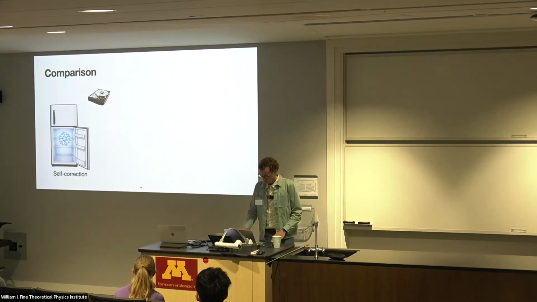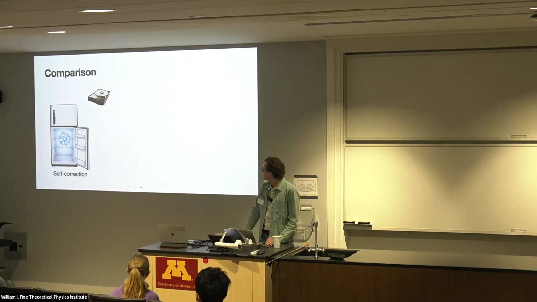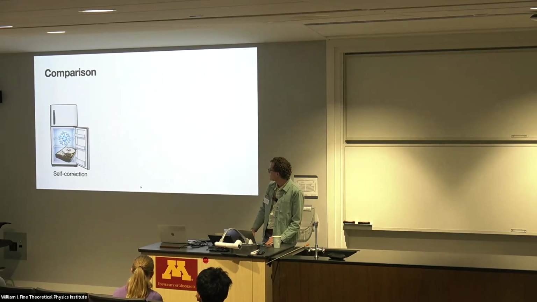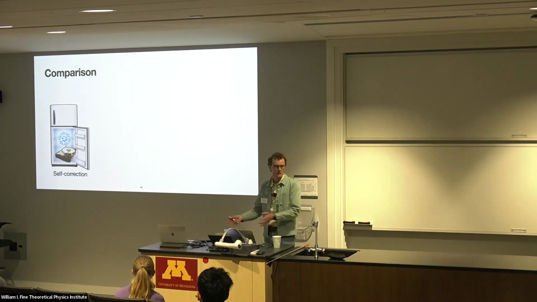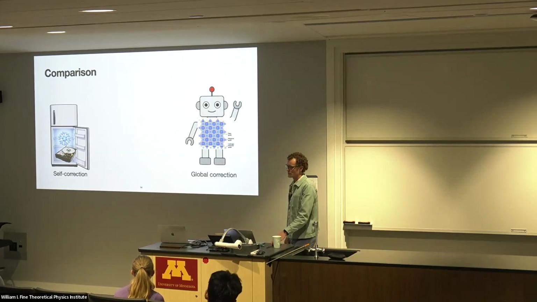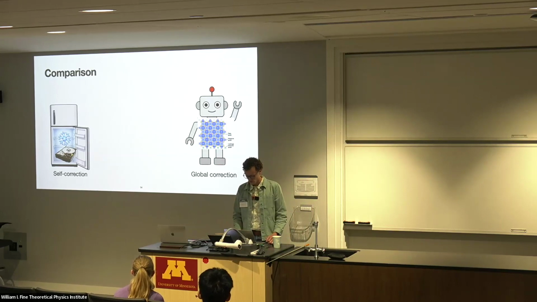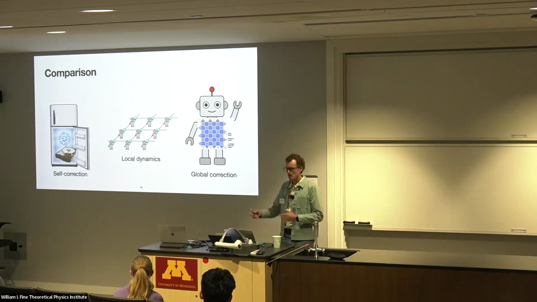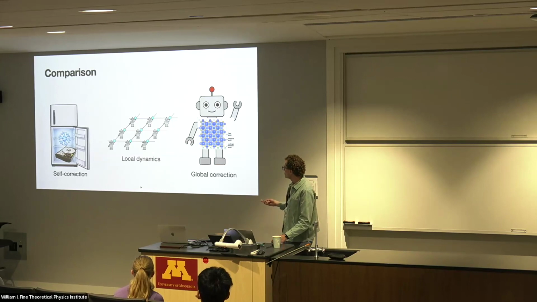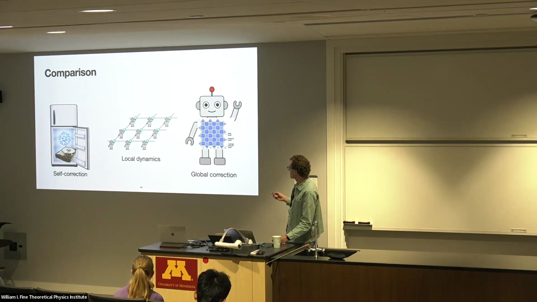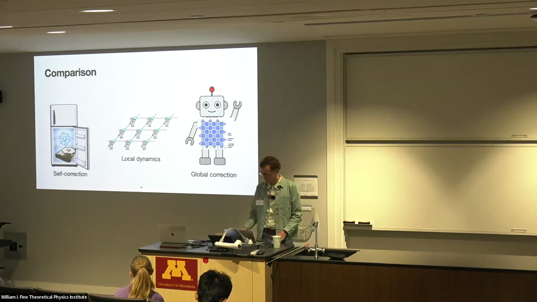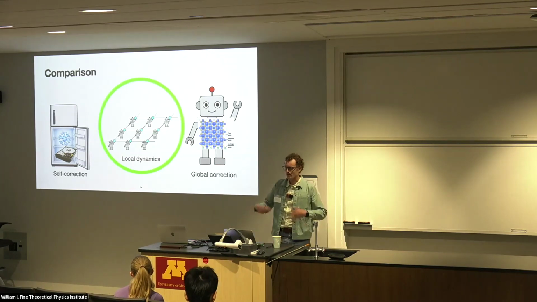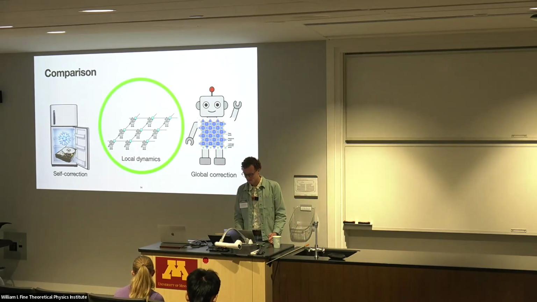Now just to review this comparison, on the one side we have self-correction, which is thermal dynamics, just some system sitting in a fridge. The other end of the spectrum is the global correction that you have to do for the toric code or the surface code. And these local dynamics sit in between the two. They're local, which makes them look a little bit more like thermal dynamics, but they're active. There's someone doing something, which makes them look a little bit more like the toric code system. And that'll be the thing that I'm talking about today.